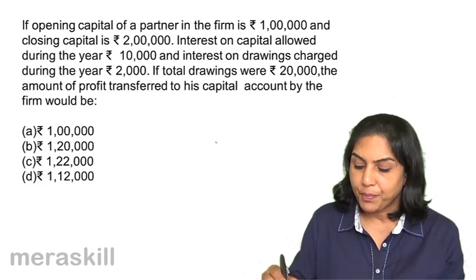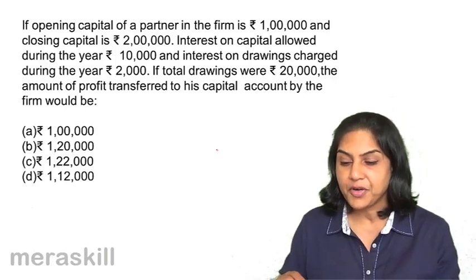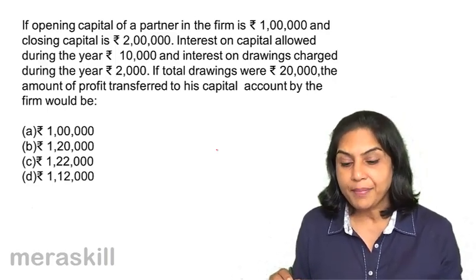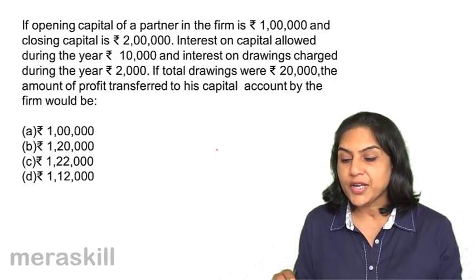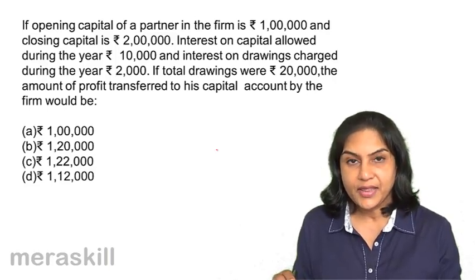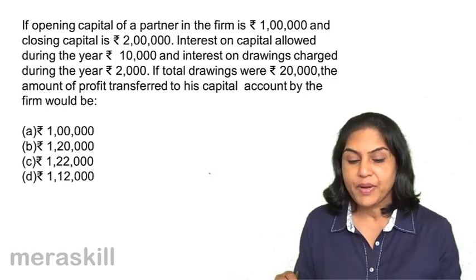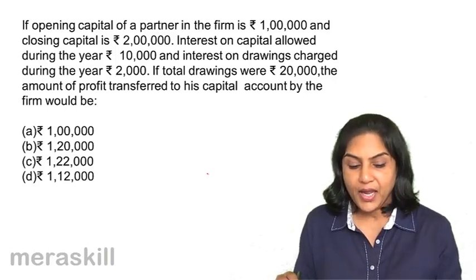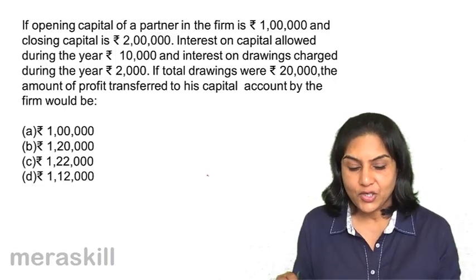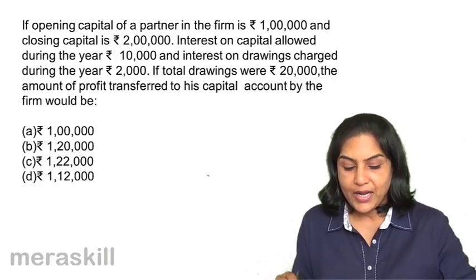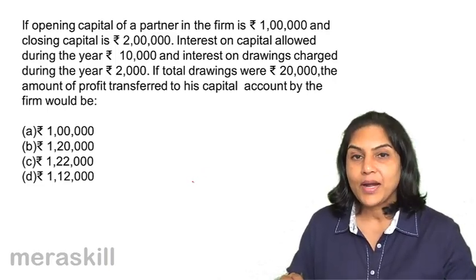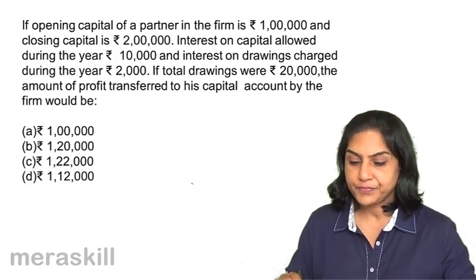Next, if opening capital of a partner in the firm is 1 lakh and the closing capital is 2 lakh, interest on capital allowed during the year 10,000, interest on drawings charged during the year 2,000. If total drawings were 20,000, the amount of profit transferred to his capital account by the firm would be A, 1 lakh, B, 1,20,000, C, 1,22,000 and D, 1,12,000.